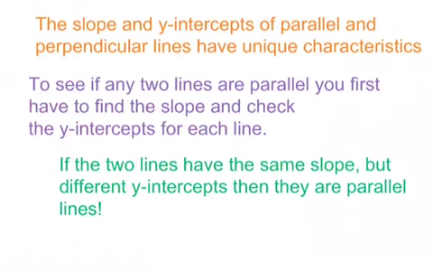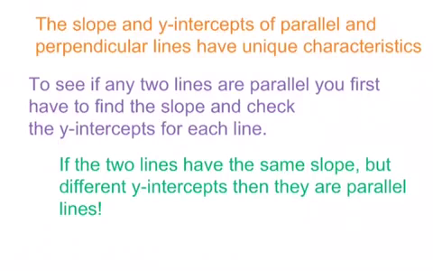Okay? Alrighty, the slope and y-intercepts of a parallel and perpendicular line have perpendicular characteristics. To see if any two lines are parallel, first you have to find the slope and check the y-intercepts for each line. And again, I would use the reference on page 170 to see those graphs on that first page. If the two lines have the same slope but different y-intercepts, then they are parallel lines.